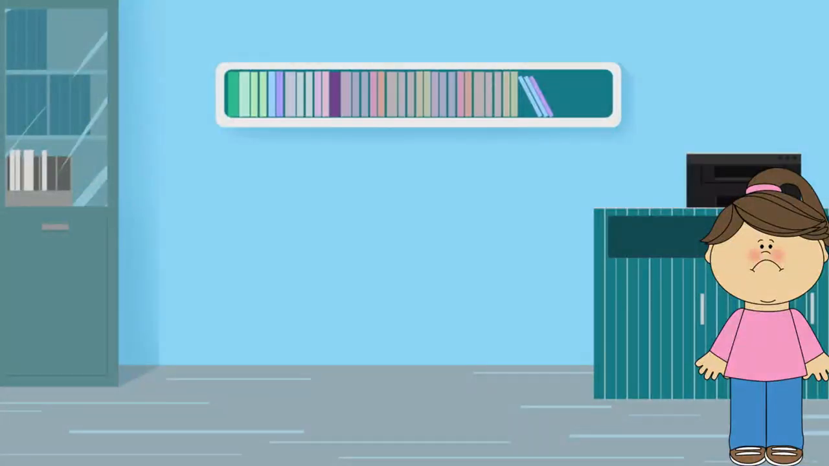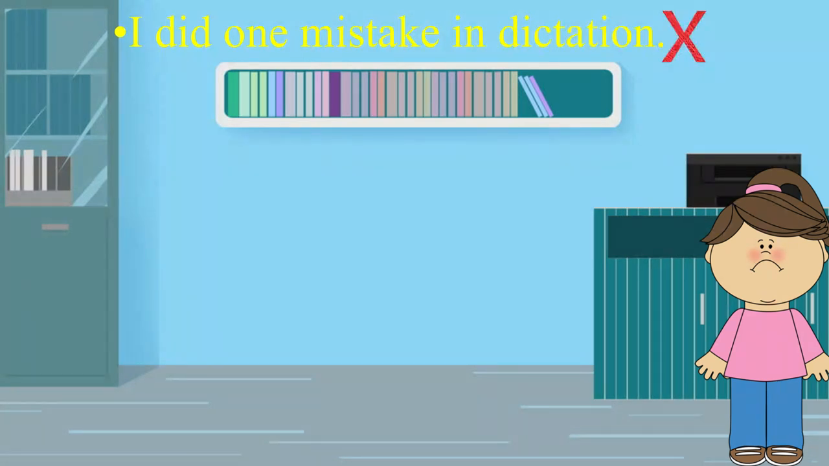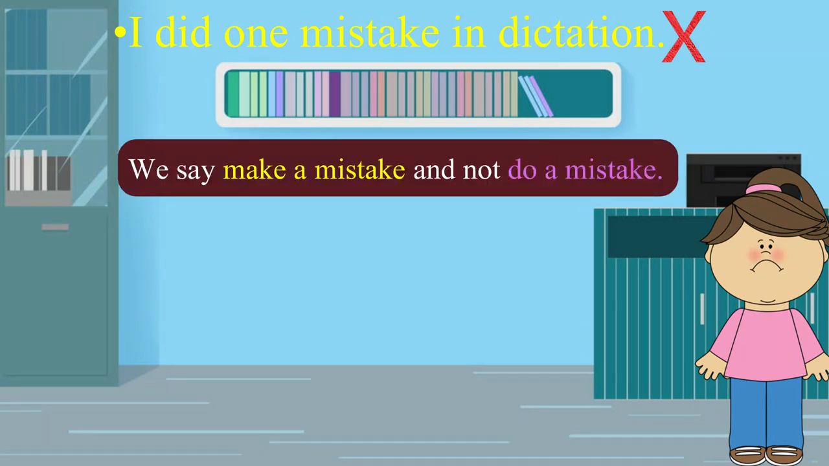The next one is, I did one mistake in dictation. Please note, we say make a mistake and not do a mistake. Now repeat the correct sentence after me. I made one mistake in dictation.